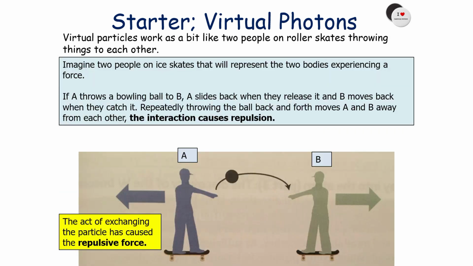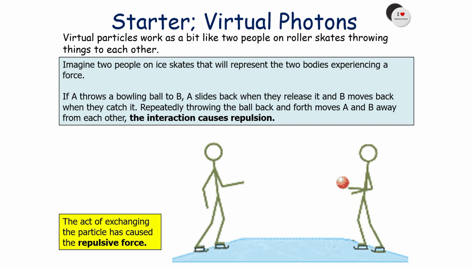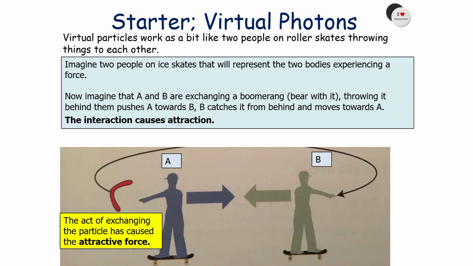Virtual particles work a bit like two people on roller skates throwing things to each other. If person A throws a bowling ball to person B, A slides back when they release it and B moves back when they catch it. Repeatedly throwing the ball backwards and forwards between A and B causes repulsion between the two. So this is the act of exchanging an exchange particle producing a repulsive force or interaction. And again, remember that energy and momentum are being exchanged between the two bodies. As you can see here, that is acting to produce a repulsive force.